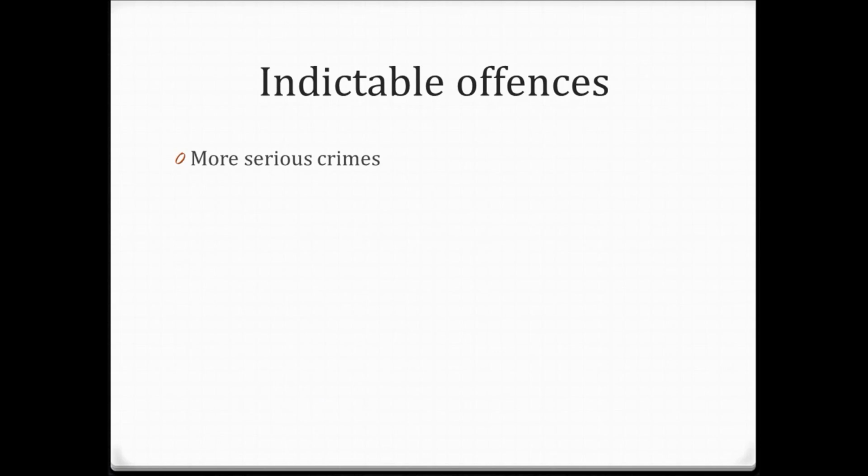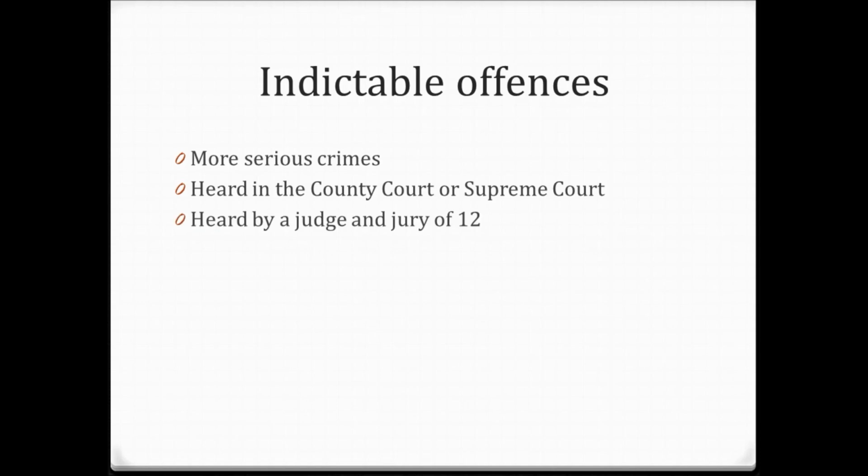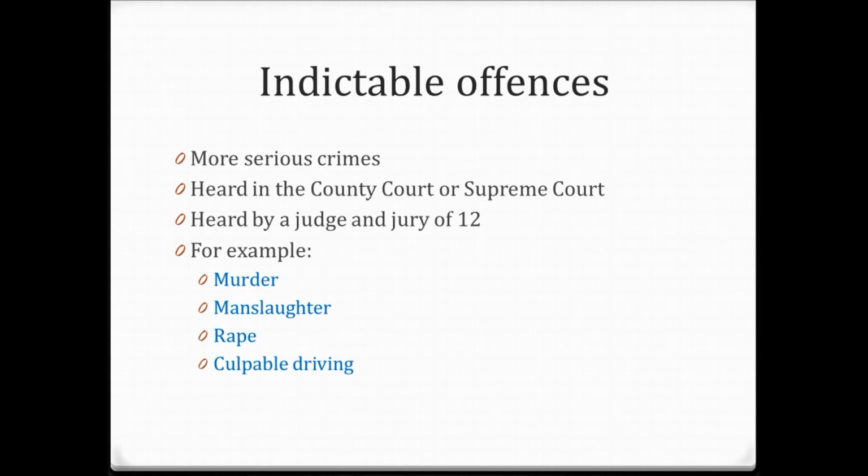Indictable offences are more serious crimes. They're heard in the county court or the Supreme Court, and they're heard by a judge and a jury of 12. So the jury determines the guilt, and then the judge will sentence the accused. For example, they include offences such as murder, manslaughter, rape, and culpable driving.